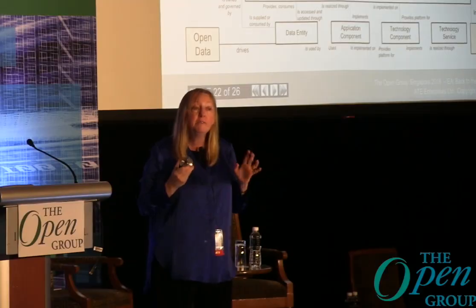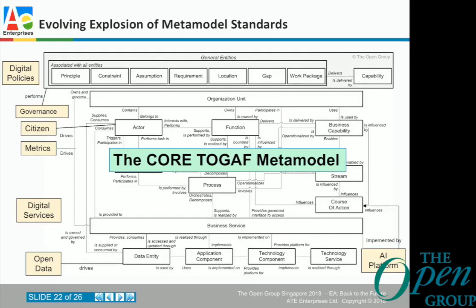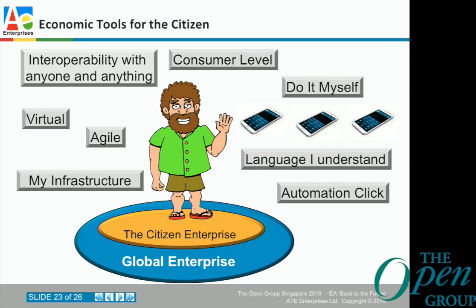And of course, we also have to address other things that are coming: digital policies, the citizen, governance, metrics, digital service, open data, AI platforms. AI platforms are not technology services. They feed directly into the business. That's what AI is about, isn't it? Learning, learning, learning. Feed it in, change, feed it in, change. We've got so many different changes going on. Poor old Marty, we've got to remember, is the person that we're trying to build these changes for. We must never forget Marty, because Marty means billions of people.